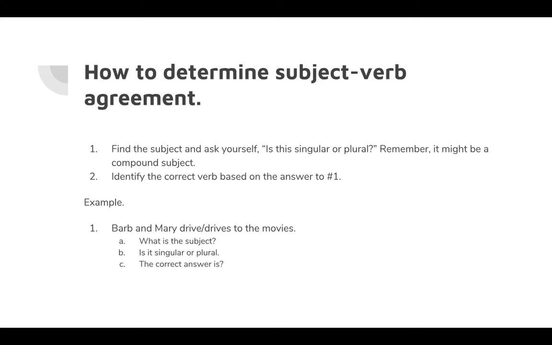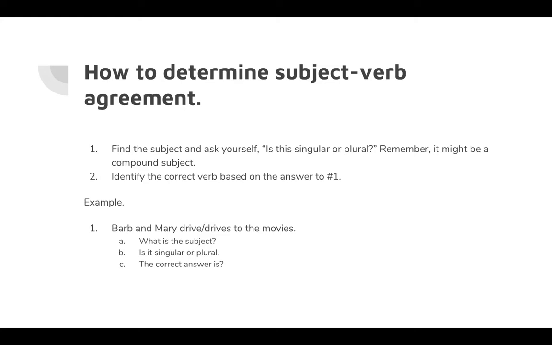And then number 3, identify the correct verb based on your answer to number 2. So we're finding our subject and we're saying, is this singular or plural? Then that's going to tell us, does it need a singular, ends in S verb, or a plural, does not end in S verb? So let's look at the example below.